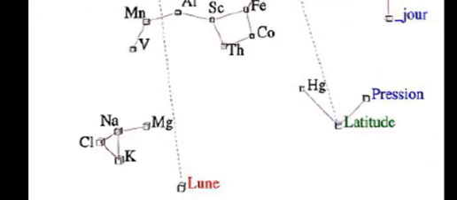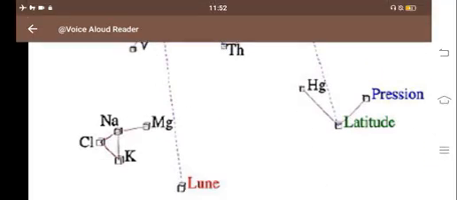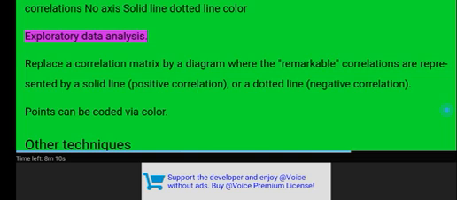Iconography of correlations. No axis. Solid line. Dotted line. Color. Exploratory data analysis: replace a correlation matrix by a diagram where the remarkable correlations are represented by a solid line, positive correlation, or a dotted line, negative correlation. Points can be coded via color.